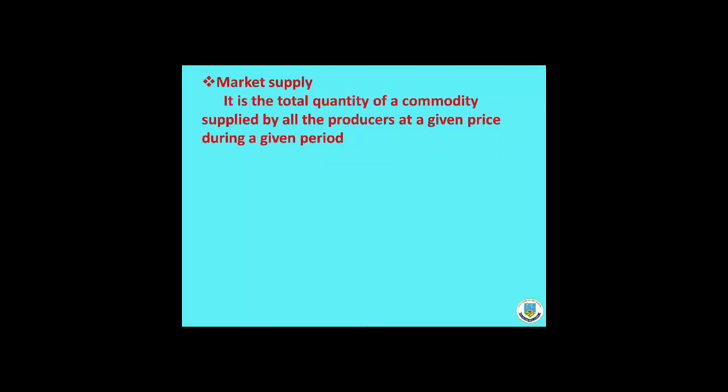Let's go to the next topic, market supply. Market supply means the total quantity of a commodity supplied by all the producers at a given price during a given period of time. So market supply means the quantity supplied by all the producers.